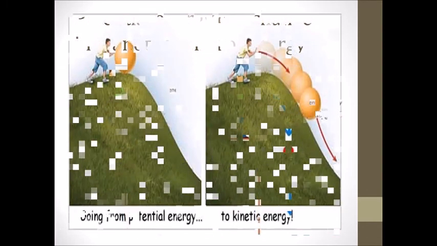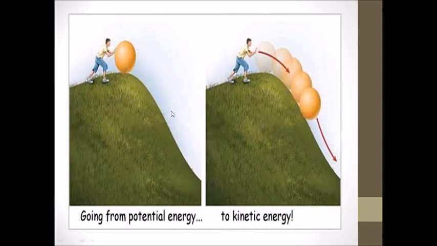In this picture, the big ball has potential energy due to its position. It's at the top of the hill, so it has potential energy. When it moves down, this potential energy will change into kinetic energy.